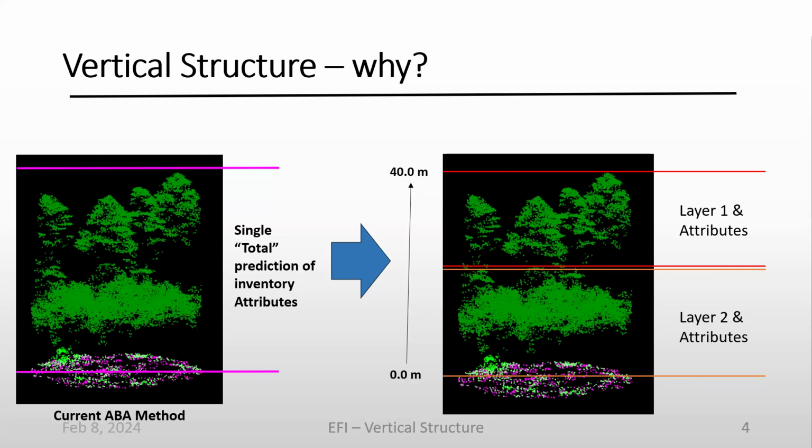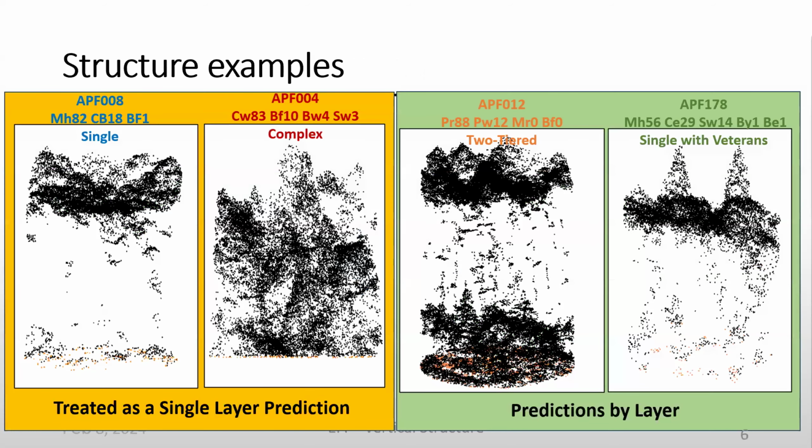So can we quantify that structure? Here are examples of the four main types of vertical structure that we're talking about. It's a subjective assessment, but we went with it. On the left is a classic single story, single layer. It's a shallow canopy layer. This is super great for inventories.